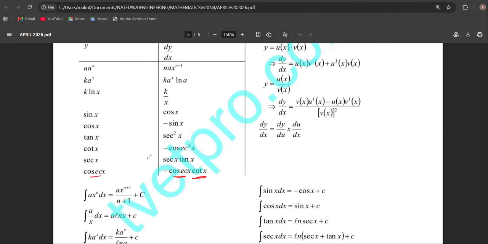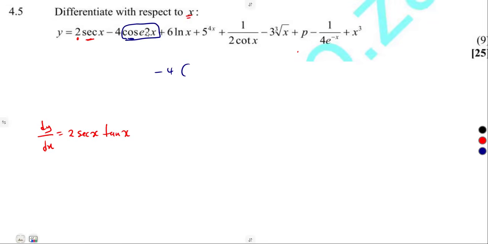Negative cosec x cot x, negative cosec. So if we have a number like this on that cosec, which is the 2, you take that 2, so it's going to be negative 2, then you write cosec of what? Of 2x, cot of what? Of 2x.